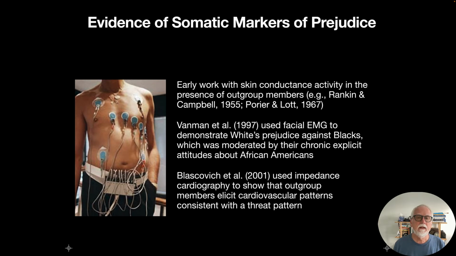And basically, they found that when people imagined or actually worked with out-group members, they showed cardiovascular patterns consistent with what has been called a threat pattern. When you're feeling threatened by a particular task, you have a particular cardiovascular way of responding, versus when you just feel challenged by something. So people actually felt threatened. They had a physiological response in their impedance cardiography when they were with out-group members.